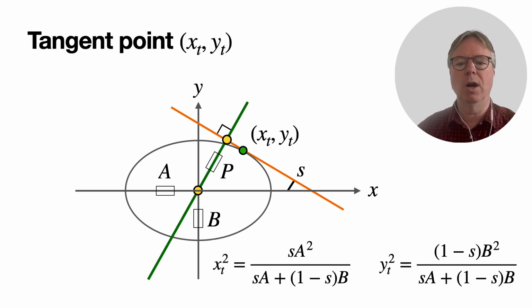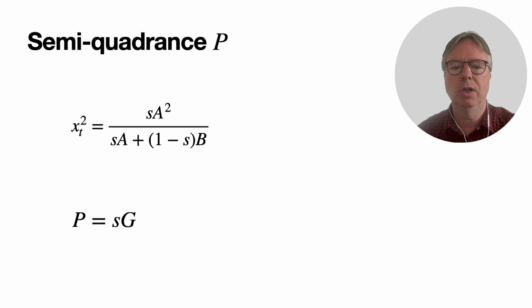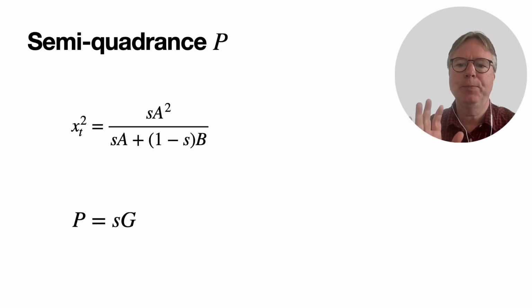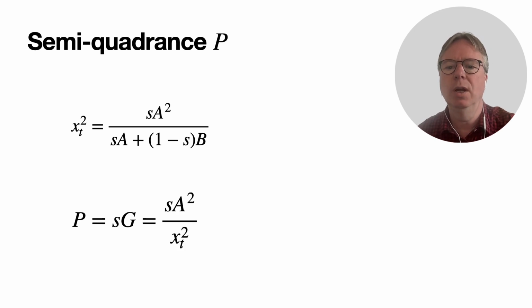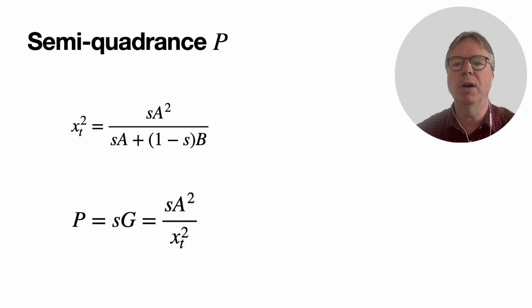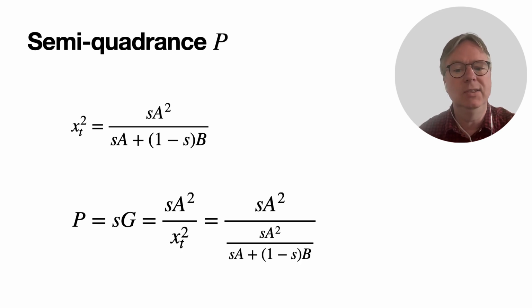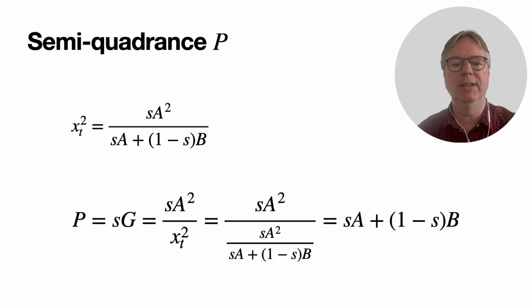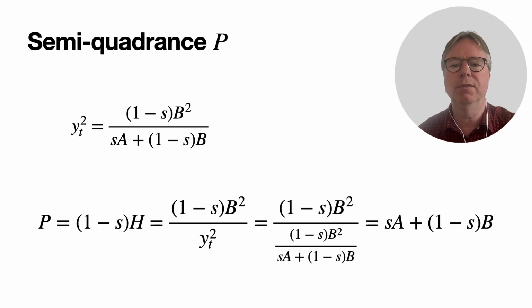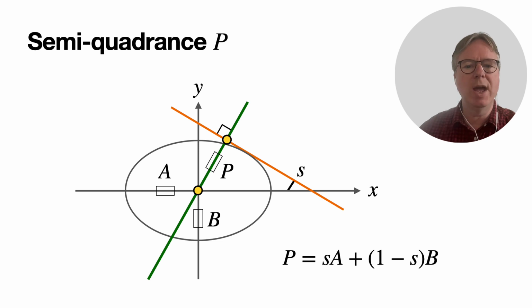So going back to our xt squared and yt squared. So this is xt squared, and remind ourselves that p is s times g. So let's fill in the g that we found earlier, and now we can fill in the xt squared. And you can see it appear. So now we get this very simple result, s a plus 1 minus s times b. And a similar thing for the other one, where p is 1 minus s times h.